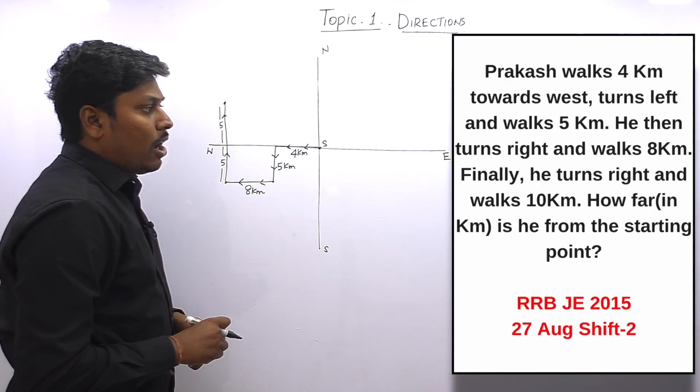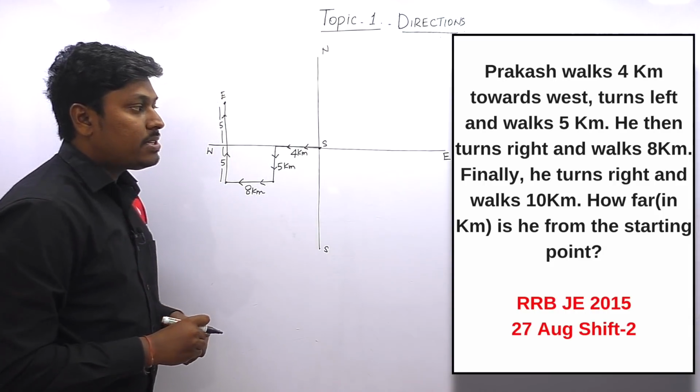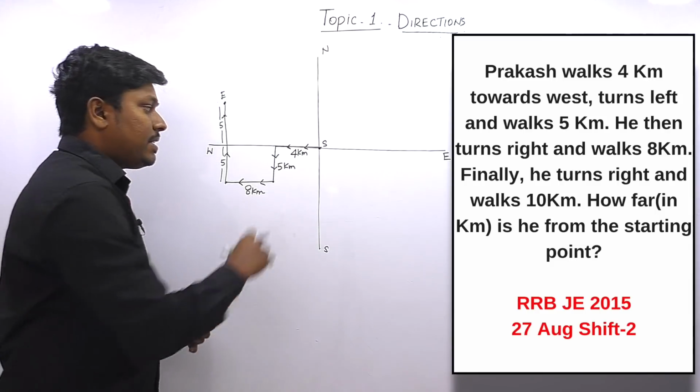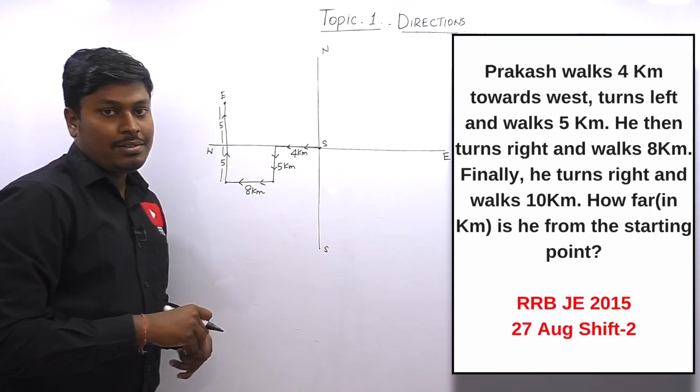Okay. How far? I think this will be the starting point and this will be the ending point. And what is the question? How far in kilometers is he from the starting point? So our target is to find the shortest distance between the starting and ending point. So what do you have to do?